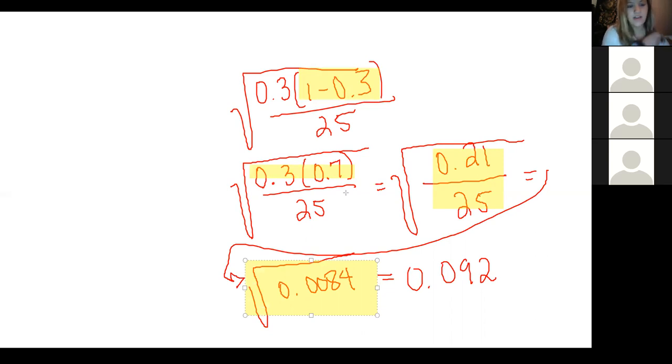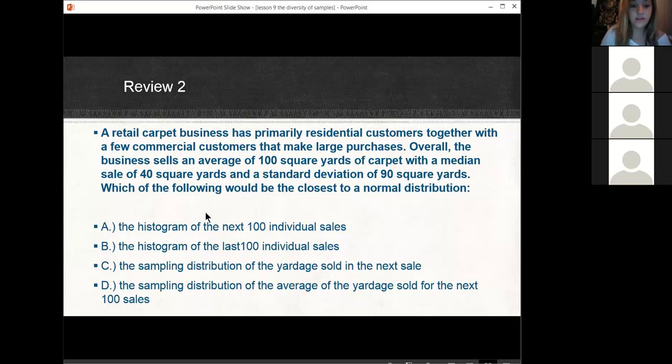Does that make sense, how I go about that? Awesome. All right, cool. Good question, though. It's definitely something important. Understanding how to put it into the calculator is something you want to make sure you understand.